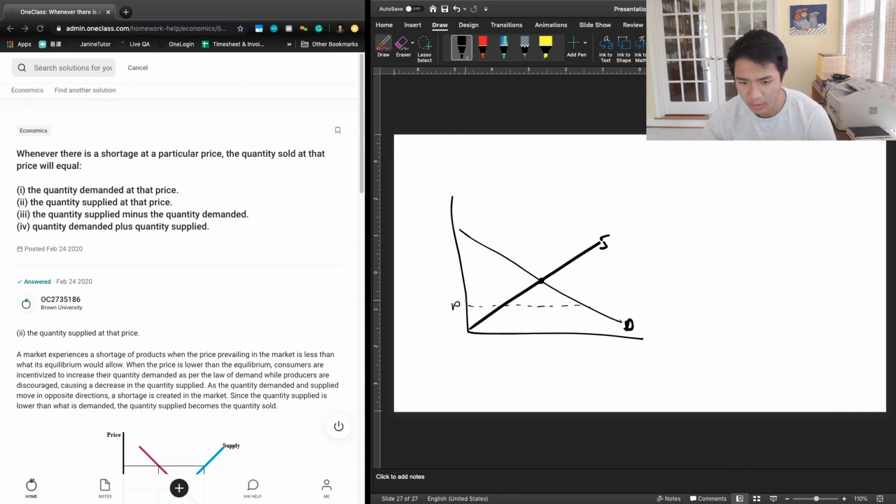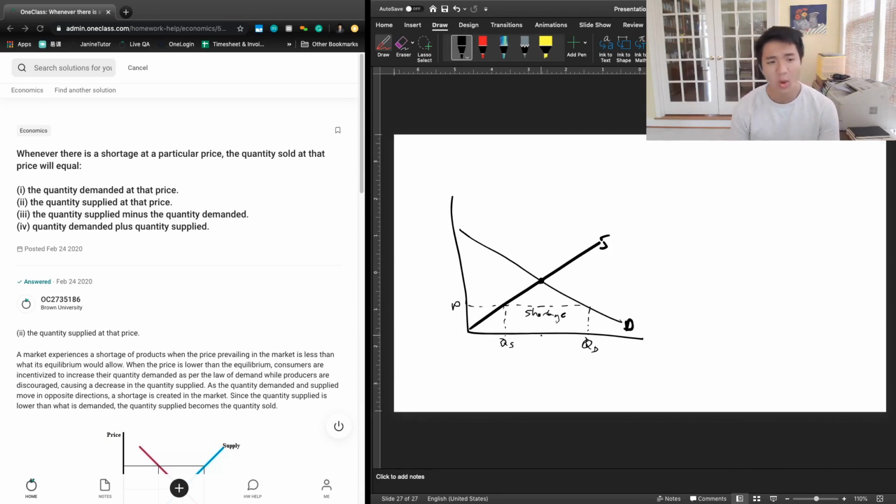So if we have P1, that's going to lead to quantity supplied here and quantity demanded here. And so this is our shortage, right? We have an excess quantity of goods being demanded at this price level and not enough of this quantity being supplied at QS. And so that leads us to have a shortage.